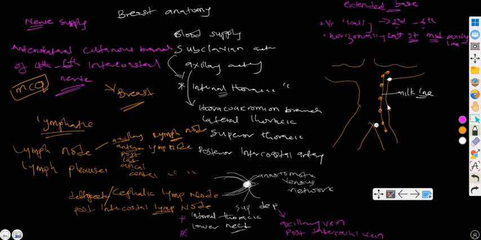During intrauterine life, the breast is going to develop at the 4th week. The breast develops at the 4th week of intrauterine life through ectodermal thickening.